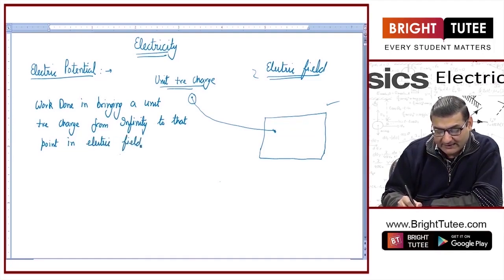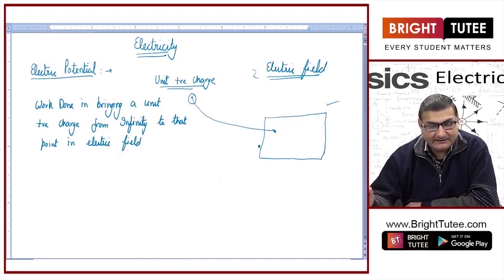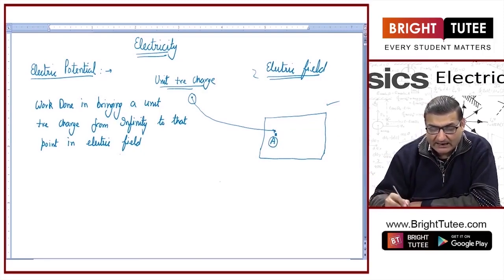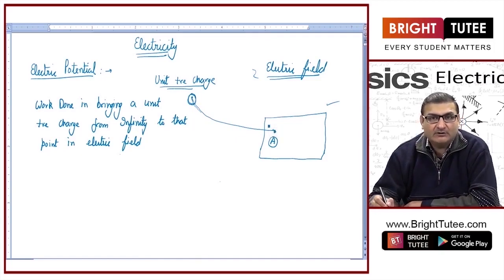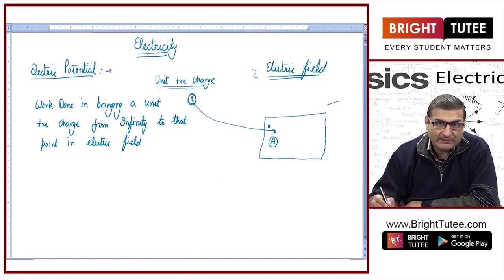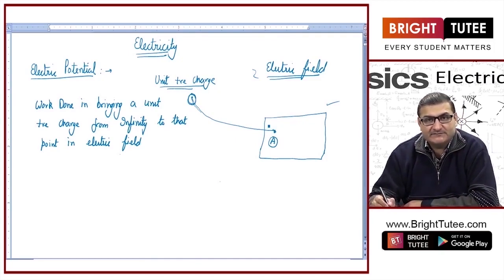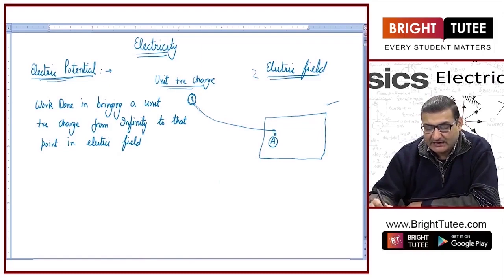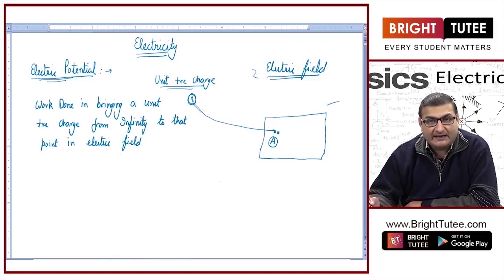We have taken an electric field. This is an electric field that I have drawn. Let it be a point, we will just mark it as A, right? This point A. Now what I will do is, I will bring this unit positive charge from infinity to this point A in this electric field, and the amount of work done for bringing this unit positive charge, that is known as the electric potential at this particular point A.